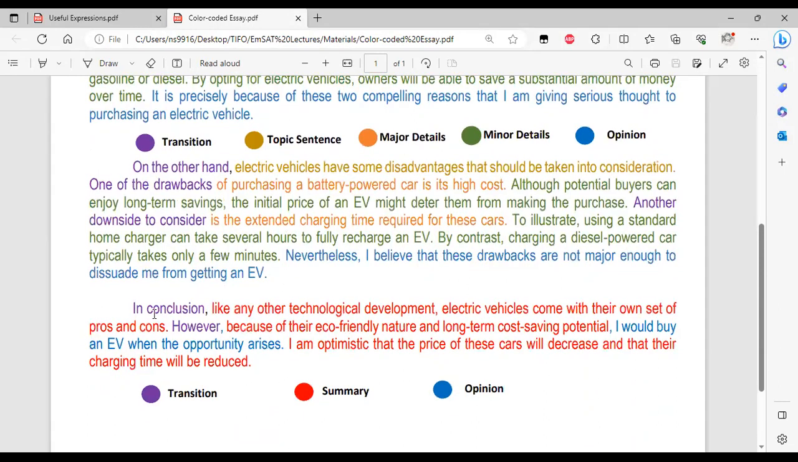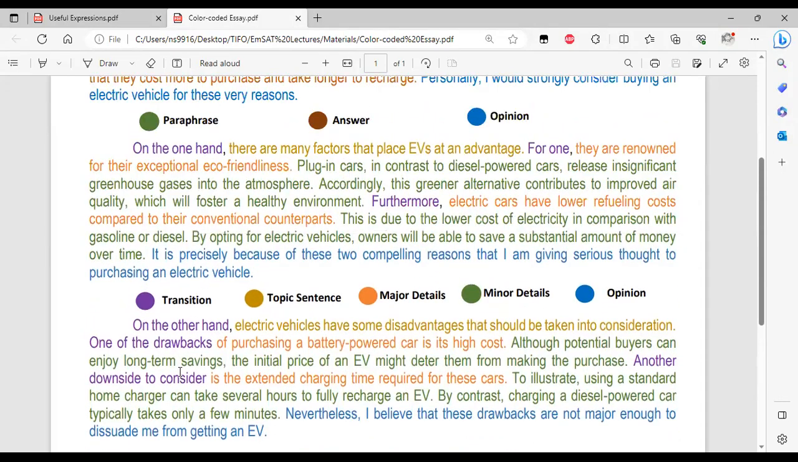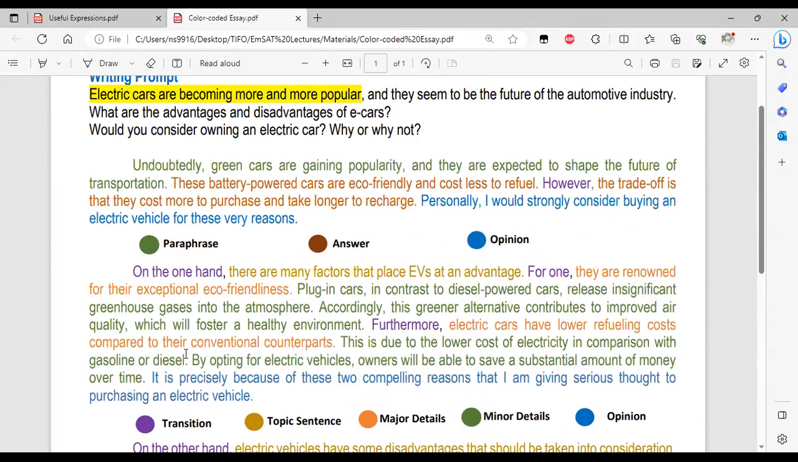Now we are done. I will write the conclusion. I will sum up my ideas, meaning I make a summary of the ideas. Like any other technological development, electric vehicles come with their own set of pros and cons. They have positives and negatives. However, because of their eco-friendly nature, you see, I put the same reasons but in a different way, and long-term cost saving, I would buy an EV when the opportunity arises. This is from the negatives: I am optimistic that the price of these cars will decrease. This is one negative. I put the positive and the negative in the introduction in a very smart way, not because you wrote them but because you think. When you write, think first, then write. The writing is a reflection of that.